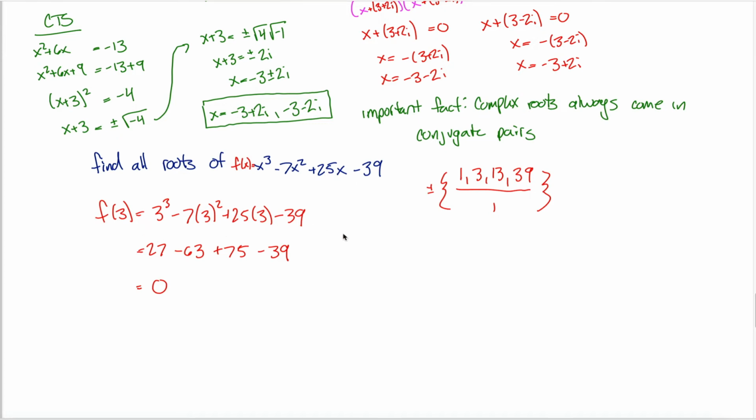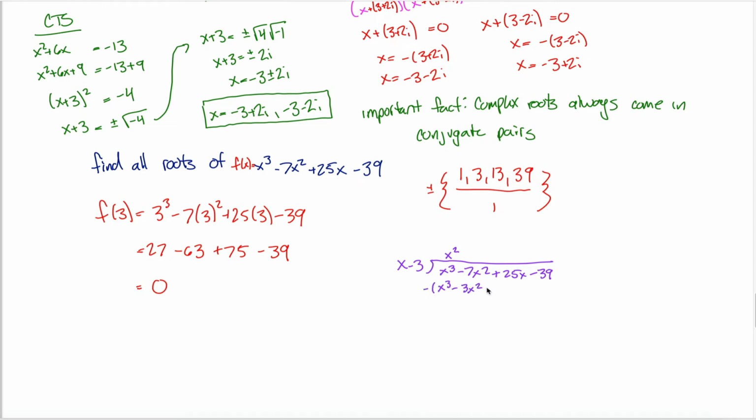Where do we go from here? Well, we can use all the methods that we learned in this section, right? If 3 is a root, then x minus 3 is a factor. And if x minus 3 is a factor, I can use polynomial long division to start factoring this polynomial. To get rid of this x cubed, I throw an x squared up top. x squared times x minus 3 gives me x cubed minus 3x squared.